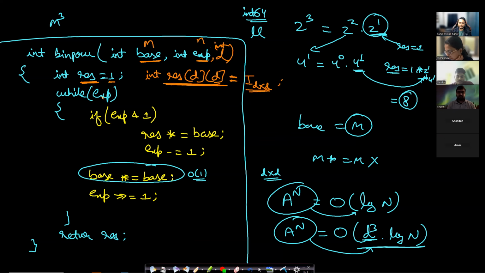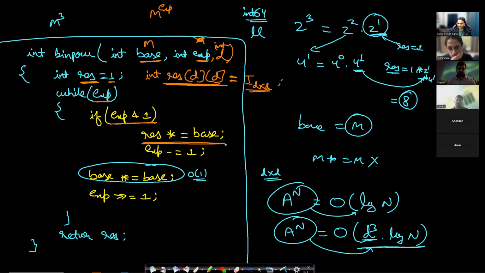After defining an identity matrix, this exponent will be changed with the n value that I want to calculate, m to the power of n. So let it be exponent only. I am trying to find m to the power of exponent. If the exponent is odd, then what should I do? I should do result into base. So can I do result into base? I cannot do this. I have to call matrix multiply and pass result and base, and the result gets updated to the new result, isn't it?